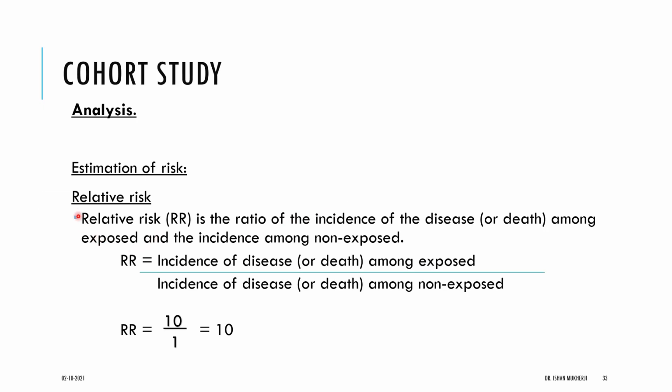This brings us to the relative risk, which is the ratio of the incidence among exposed over the incidence among the non-exposed. Now using the previous numbers, we see that the incidence among the exposed, which is the smokers, was 10, and the incidence among the non-exposed is 1. So we get a relative risk of 10. What this means is that people who smoke have a 10 times greater risk of developing lung cancer over people who do not smoke.